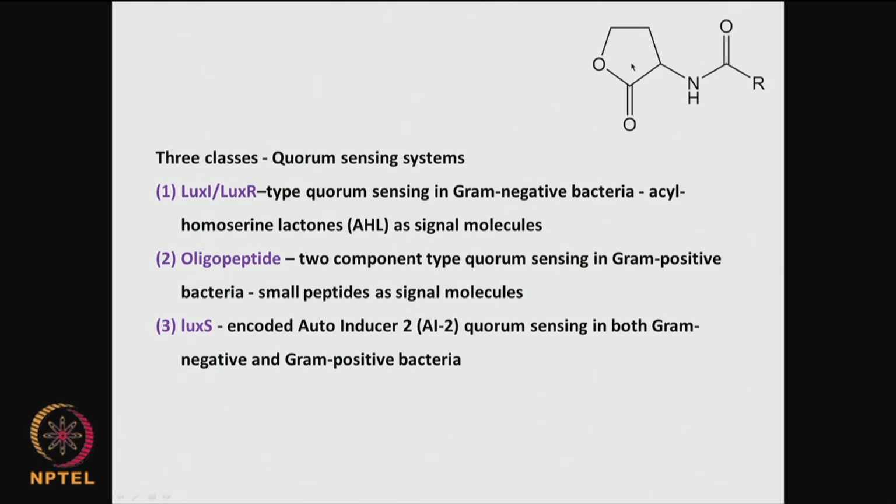At a certain threshold concentration the phenotype of these bacteria changes, because they realize their population density has reached a threshold value. If you look at gram positive bacteria, they produce oligopeptides. These are two component type quorum sensing systems in gram positive bacteria. These are small peptides equivalent to the AHL signaling molecules produced by gram negative bacteria. Then we also have Lux S. These encode autoinducer 2 quorum sensing in both gram negative and gram positive bacteria. So, predominantly gram negative bacteria produce acyl homoserine lactones, and gram positives produce the oligopeptides. Most bacteria are covered by these, and of course, we also have some Lux S, which is an autoinducer produced by both gram negative and gram positive bacteria.